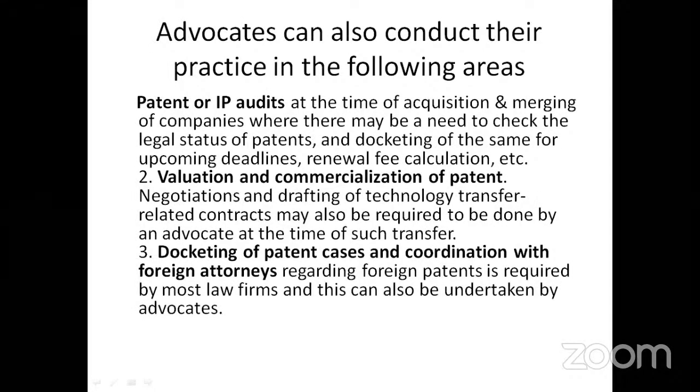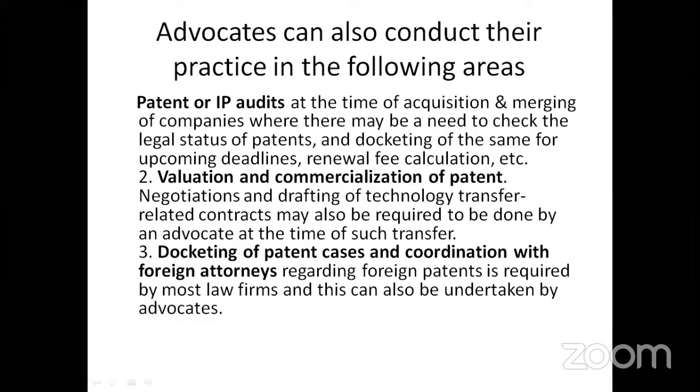Now, there is one more area where advocates can get a lot of opportunities in career. That is called patent or IP audits. Patent or IP audits are done at the time of acquisition and merging of companies, where there may be a need to check the legal status of the patents and docketing of the same for upcoming deadlines, renewal of fee collection, etc. That is a very hot area. And valuation and commercialization of the patent. This is also a very specialized area.